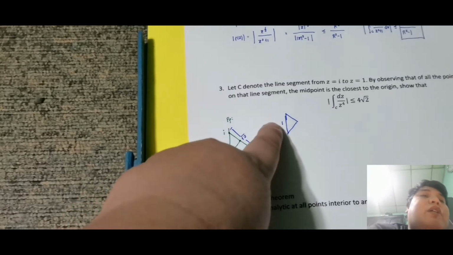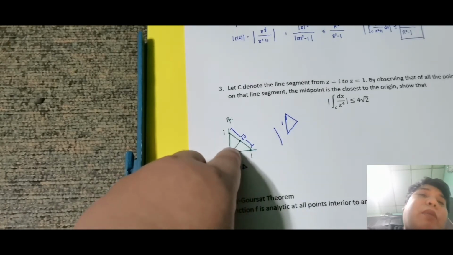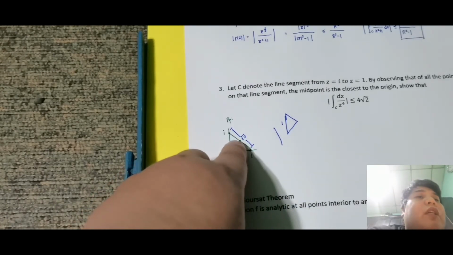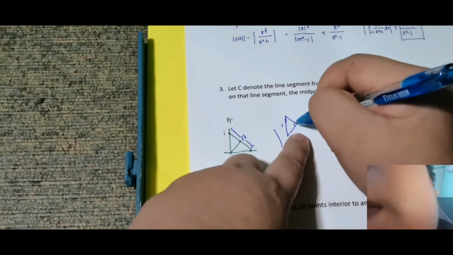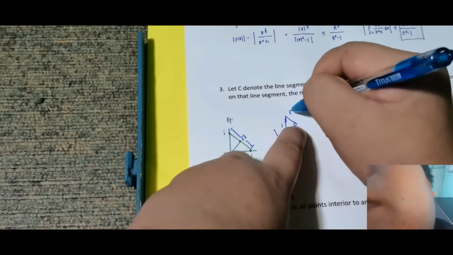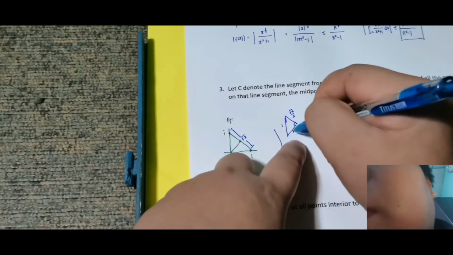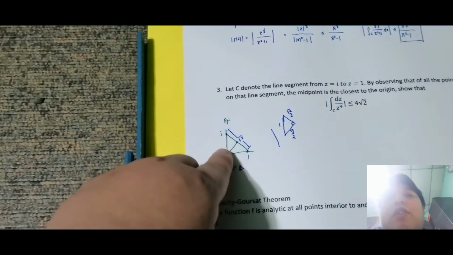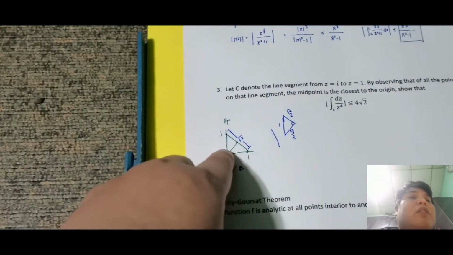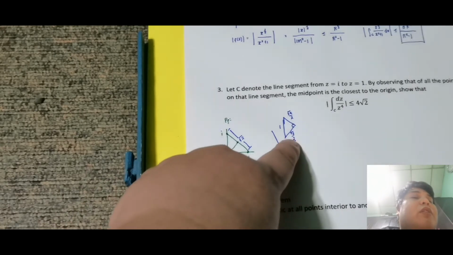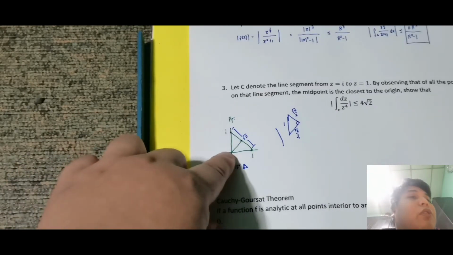So anong nangyari? So 'di ba, ito yung 90 degrees, magiging 45 to, 45 to, ito yung 90. Tama? So ito yung magiging 90 degrees diyan. So square root of 2, square root of 2, ito is square root of 2 over 2. So ito is square root of 2 over 2 rin. So meaning yung gitna dito, yung distance niyan is square root of 2 over 2. So meaning yan yung parang radius na mangyayari.